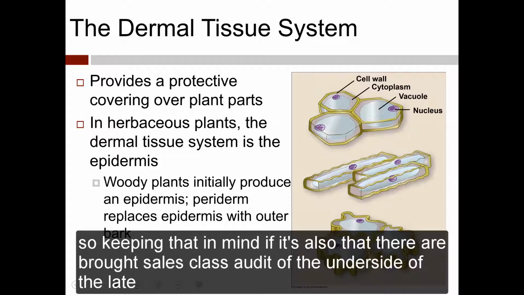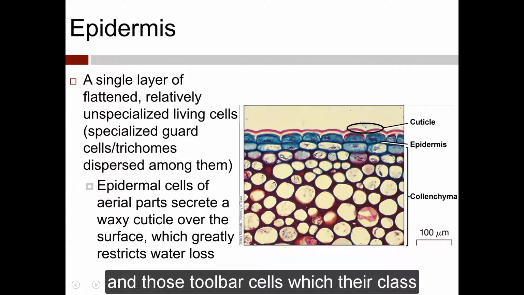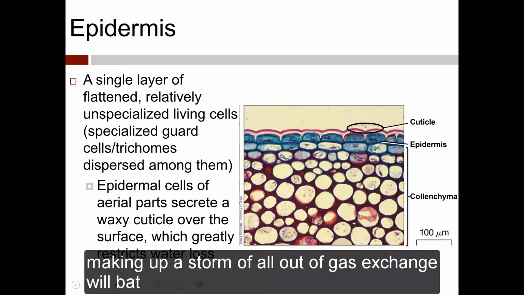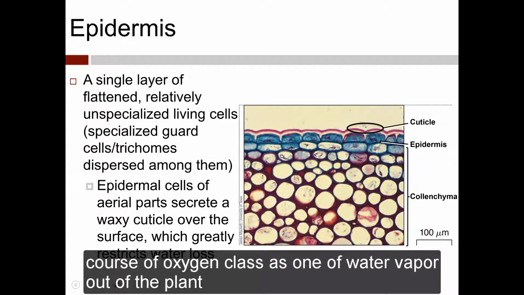So keeping that in mind, there are also guard cells located on the underside of the leaf. So the guard cells, meaning there are two guard cells, and those two guard cells make up a stoma, which allows gas exchange to occur. I'll stress again that the guard cells that make up stomata, which is the plural, facilitate the diffusion of CO2 into the plant, and of course oxygen as well as water vapor out of the plant.